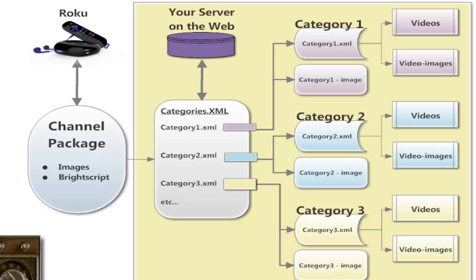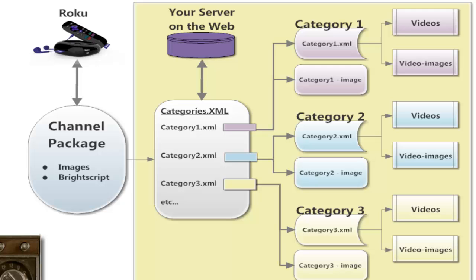The categories XML file then has links to all of the categories you build into your channel. You can basically have as many categories as you want. However, at some point, having too many categories does slow down your channel. Each category you set up for your channel has its own XML file, and the categories XML has a link to it. Also, each category has its own image, and the categories XML file also contains the URL address of each category image.